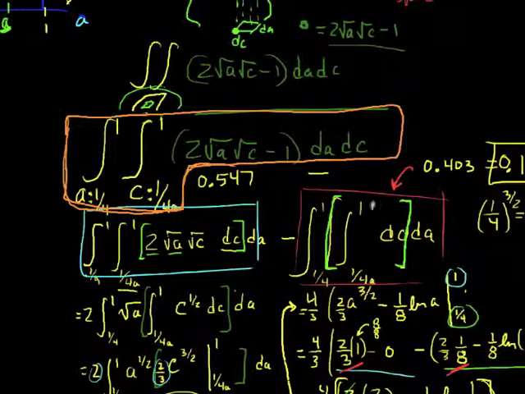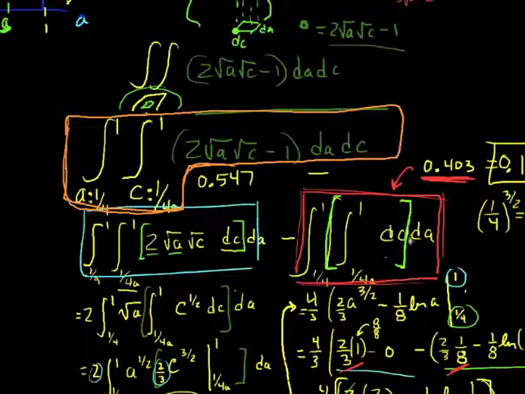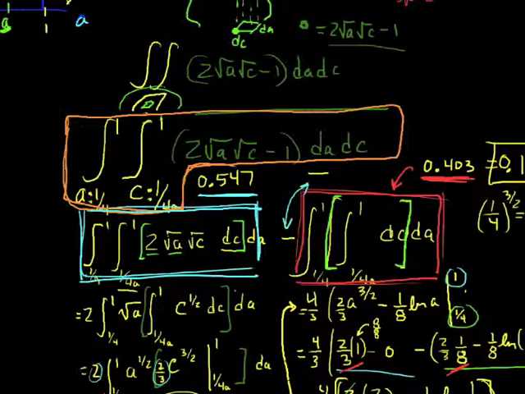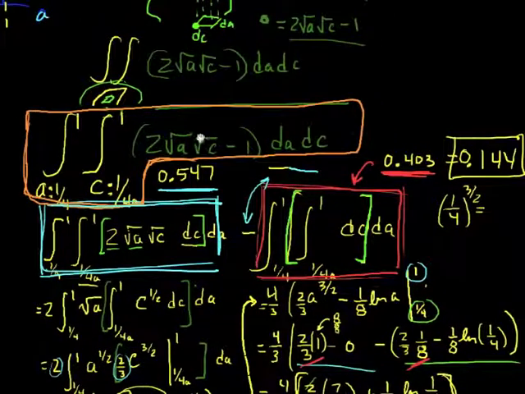I did this one first, and I found that this integral was equal to 0.403, and then in the last video, I just did this integral, which was also a little bit of a doozy, but that came up to 0.547, and subtracting, so that's that negative sign right there. So right there we get 0.144 is the volume of the cap.